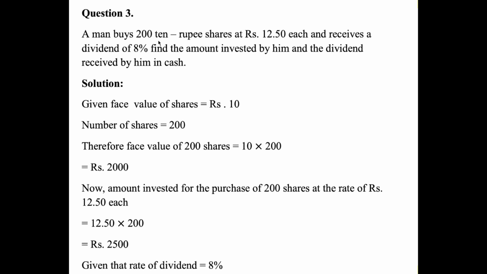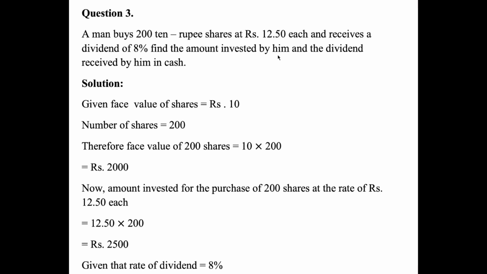Come to the next problem. A man buys 200 rupees 10 shares at rupees 12.50 each, and receives a dividend of 8%. Find the amount invested by him and the dividend received by him in cash. So 10 rupees share at rupees 12.50, so it is called at premium. Whenever you are selling or purchasing shares at more than the face value, it is called at premium.